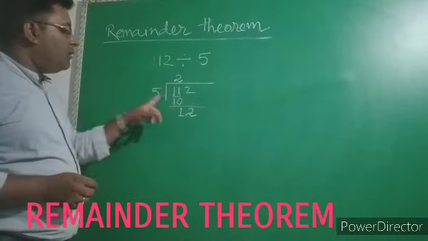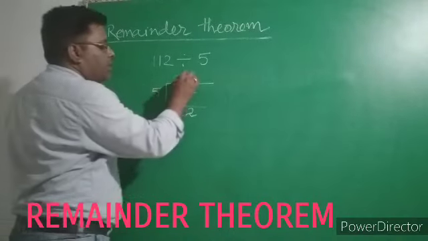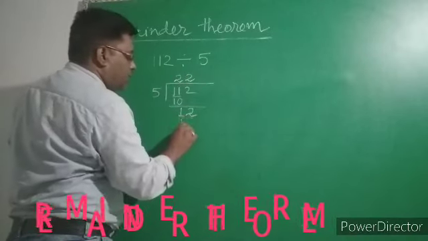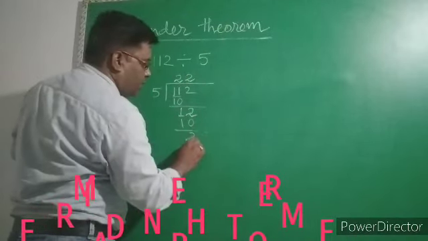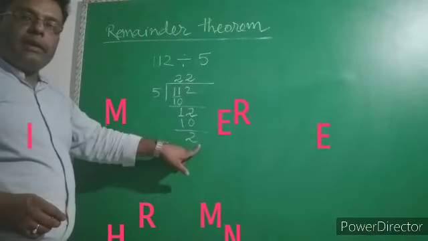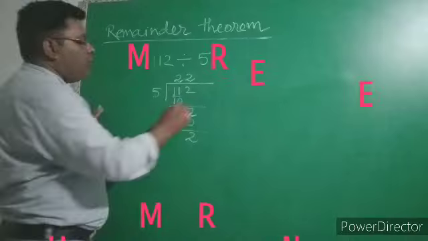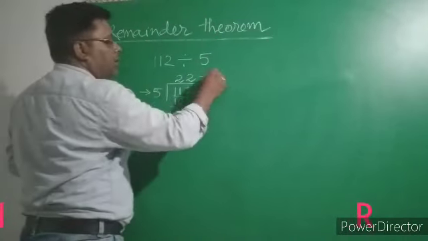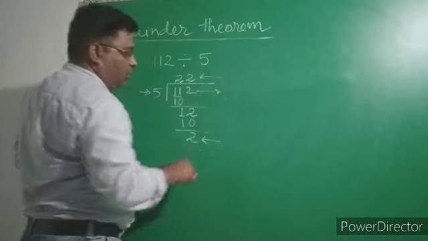Now 12. 12 is divided by 5. So we get again 2. 5 twos are 10. So we get 2 here. But now there are no digits to take. Now we see there are 4 parts: first, second, third, and fourth.